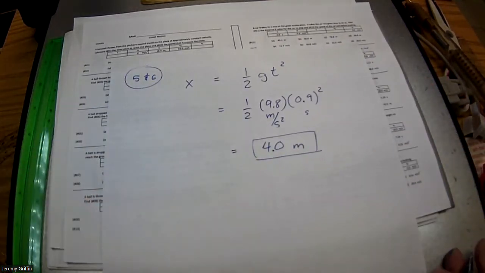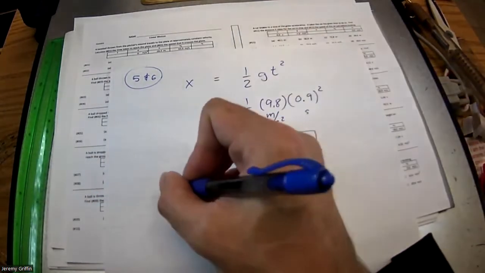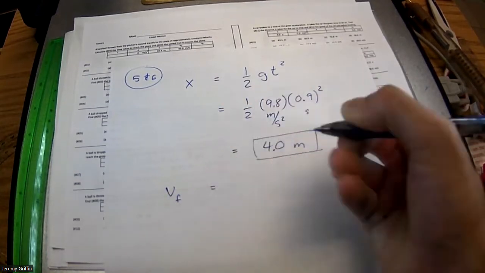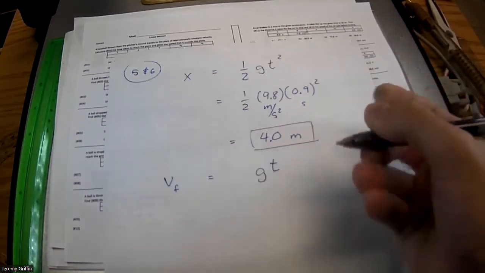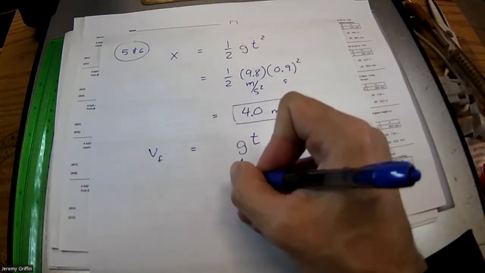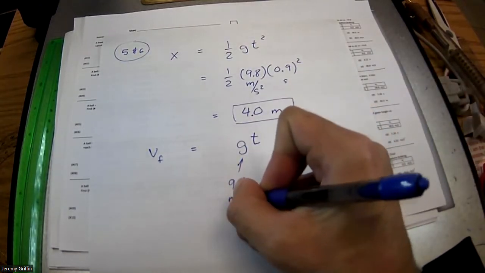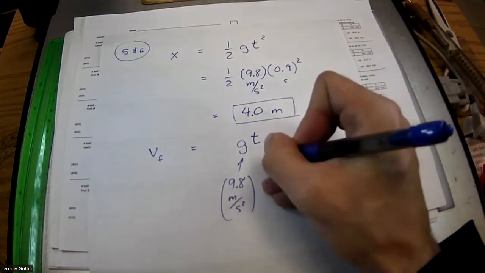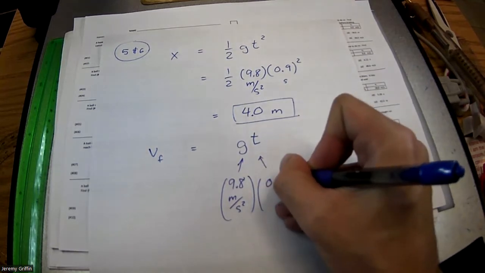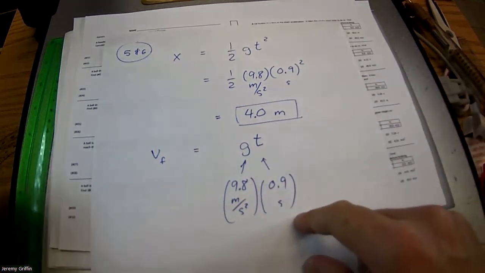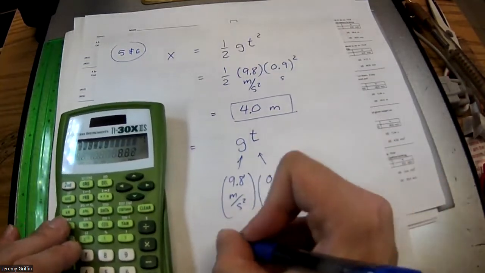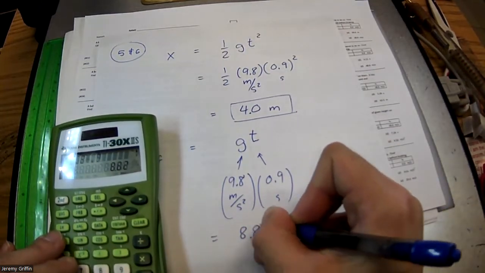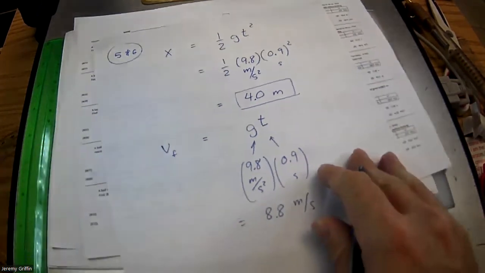Okay. And then the follow-up question, how fast is it going? Well, if initial velocity is 0, it just boils down to at or gt, free fall gravity, 9.8 meters per second squared, times 0.9 seconds. Okay. That brings it up to 8.8 meters per second. There you go.